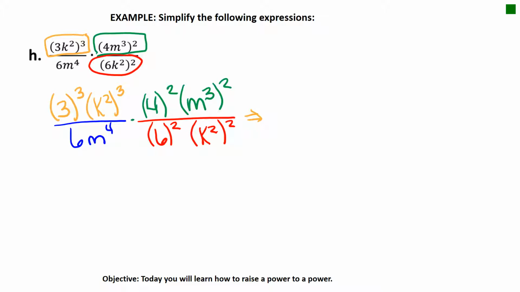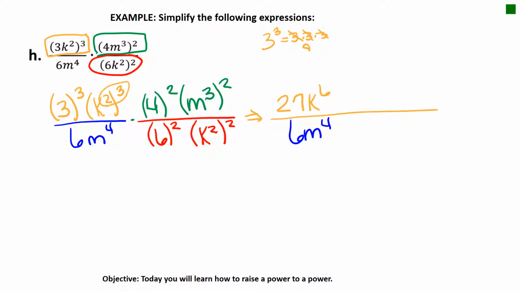This 3 to the third is, remember, 3 to the third is 3 times 3 times 3. 3 times 3 is 9 times 3, 27. Creeper, got a base of K with a creeper of 2 and 3. Creepers multiply your fear. Ha ha! So when you have a power to a power, you multiply, you get 27K to the 6th. I'm going to make a big long line on the bottom. Then I'm just going to put that 6m to the 4th because it didn't have any powers to powers.